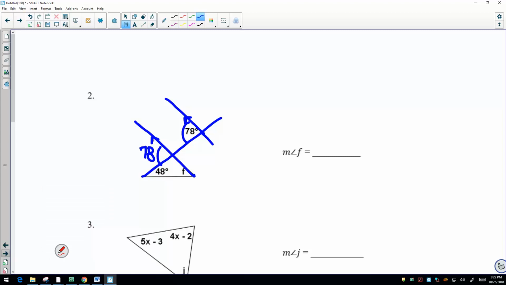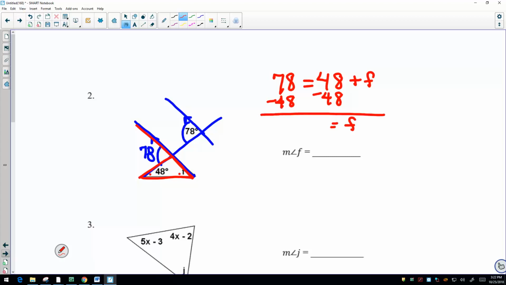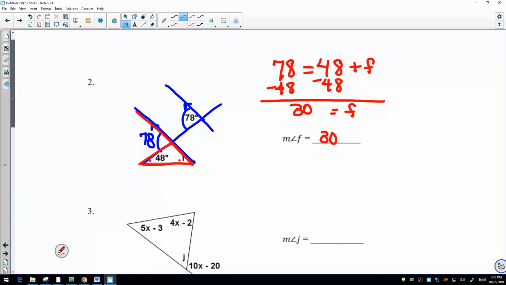I can see that that is an exterior angle to this triangle. So if I were to extend this line out, and again think about what I know about an exterior angle, that exterior angle should equal the two remote interiors. So I have the exterior angle should equal my two remote interiors being 48 and F. If I wanted to find out what F is, I would subtract it out, and I would find that F is now 30 degrees. So that's combining an old topic and a new topic.